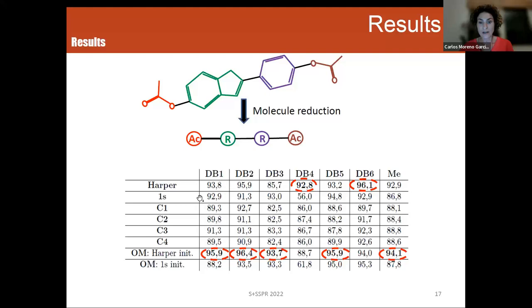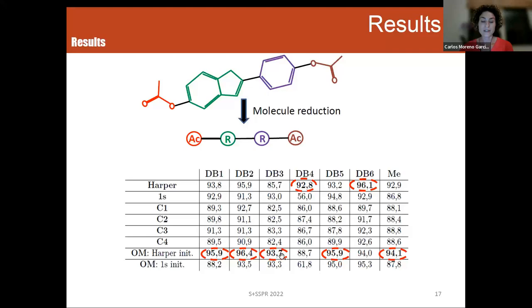Then we compared with another method. These four rows are another learning method, from Carlos Garcia. They did a learning process, but instead of learning all the costs, in each of their experiments they learned only one cost. And then the results that we obtained: we improved the results in some of the databases.